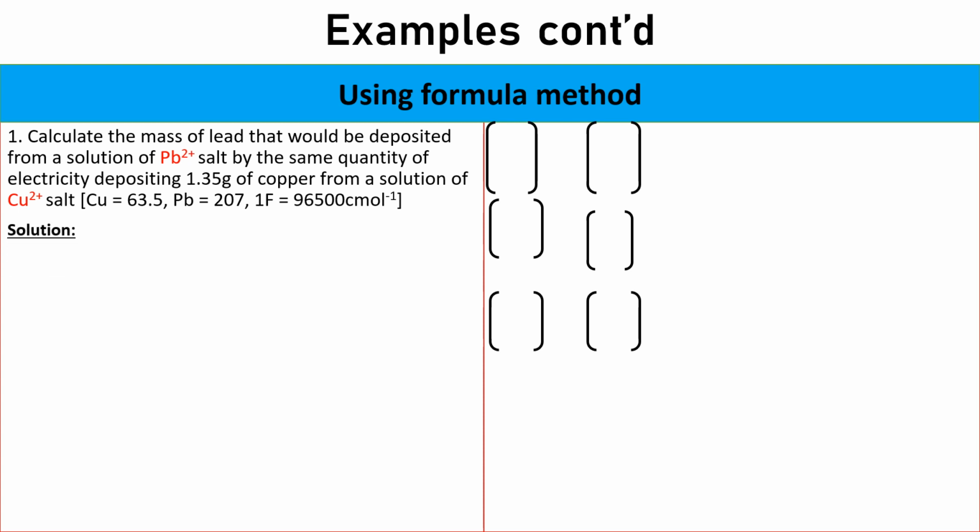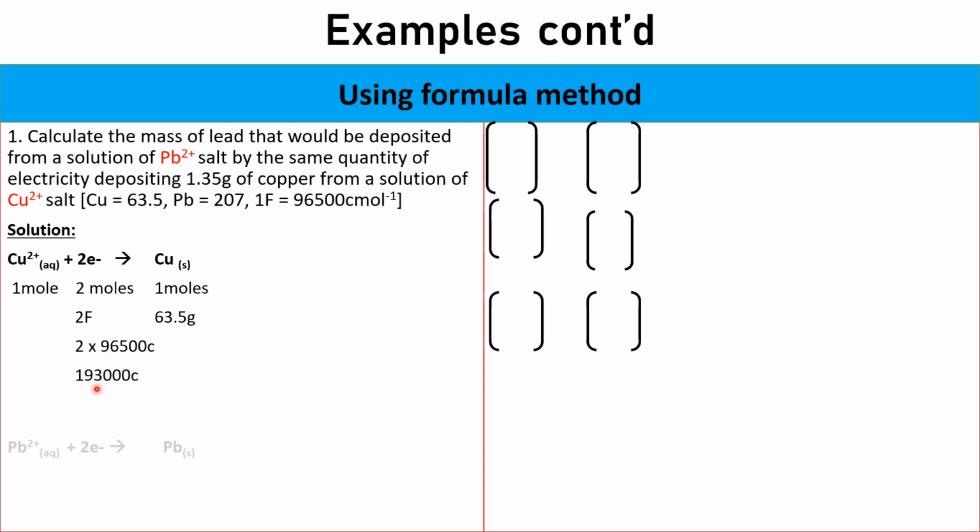The first thing you need to do, remember, is to write the equation, which we have done before. So you remember, copper 2 ion will gain 2 electrons to form metallic copper, that is, 1 mole of copper 2 ion gaining 2 moles of electron to form 1 mole of metallic copper, and 2 moles of electron is equal to 2 Faradays. 1 mole of copper is 63.5. 2 Faradays is 2 times 96,500, which is equal to 193,000 coulomb. We have done that before.